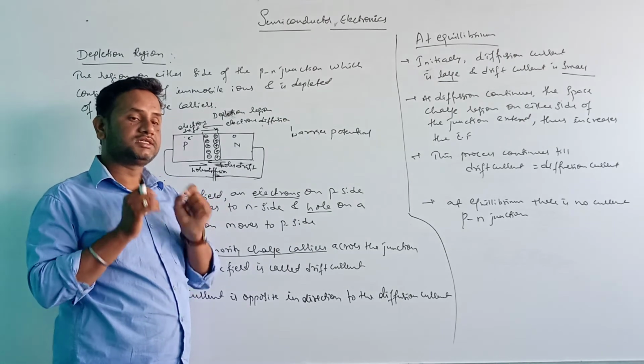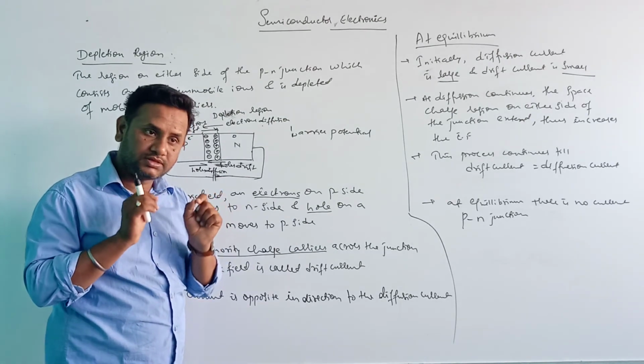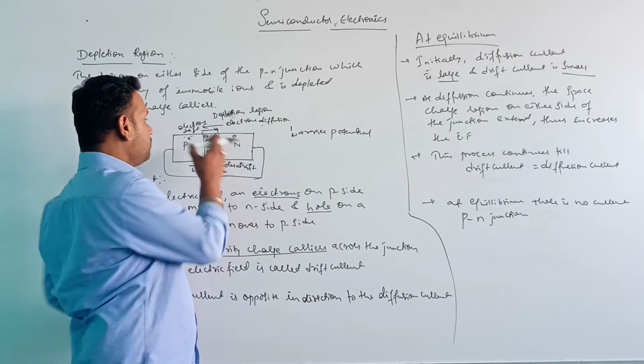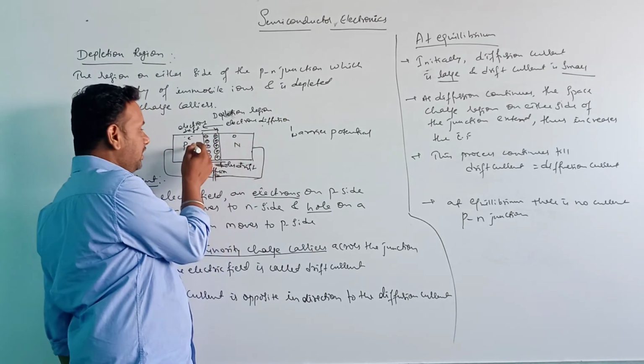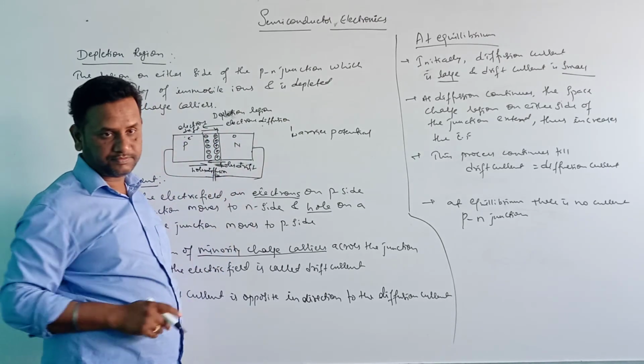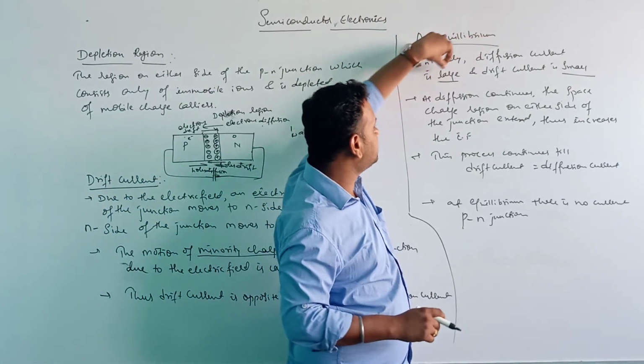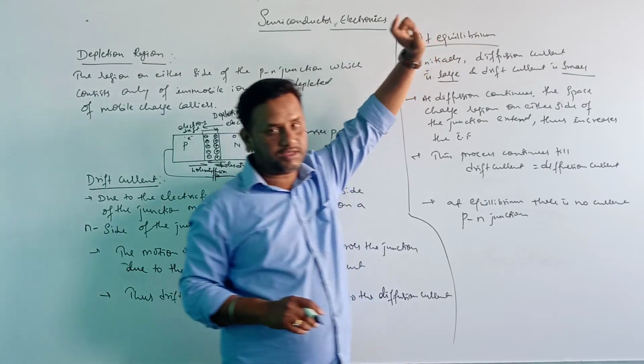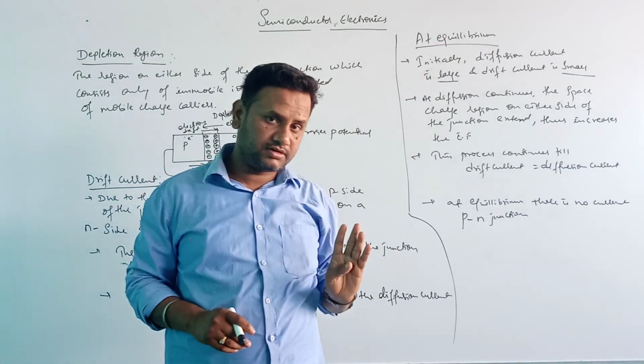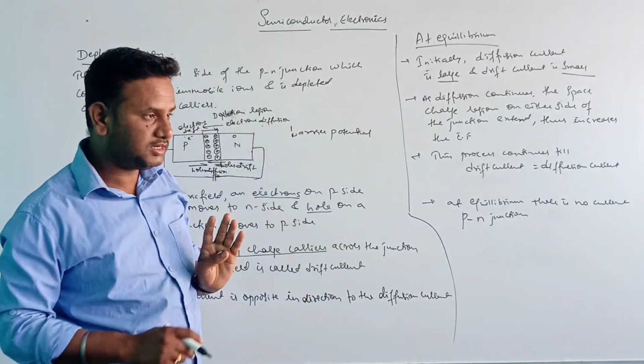Minority charge carriers are small in number because here there are very few charge carriers. Here holes are more, there electrons are more. Here electrons are fewer, and here holes are also fewer. So that is why initially the diffusion current is large and drift current is small here. But both are in opposite direction.